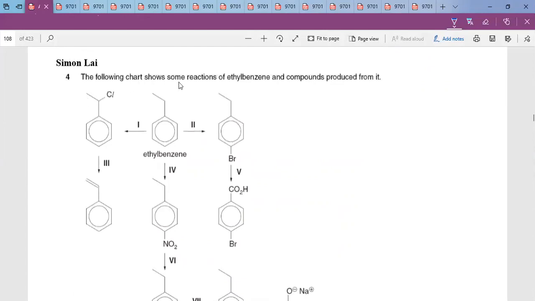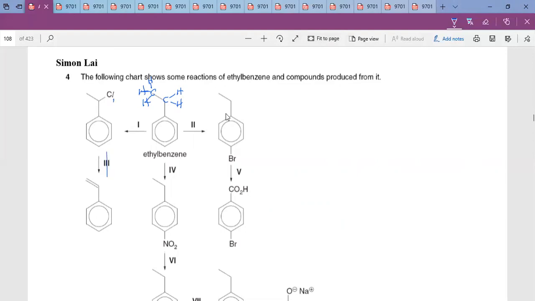Okay, the following chart shows some reactions of ethyl benzene. Ethyl benzene here. So if you don't know all this, I would advise you, see here, draw it out. It will help you be clearer. The skeletal diagram can be quite tricky, isn't it? Okay, go from here to here. How to go to bromine here? Very simple, isn't it? Bromination. Go from here to here. What is this? Free radical substitution. Go from here to here. This is elimination.